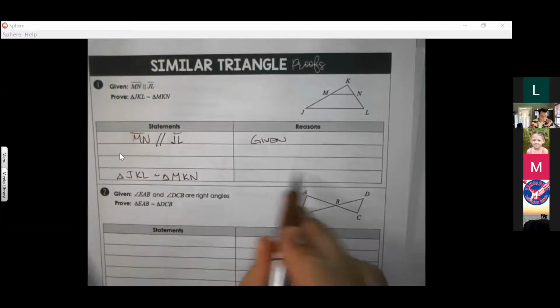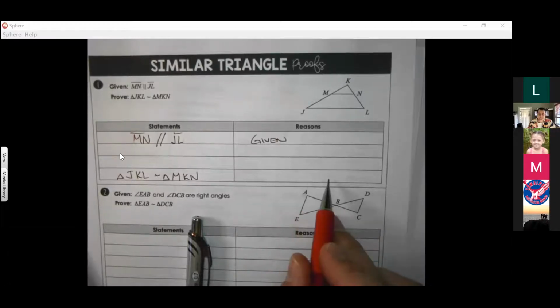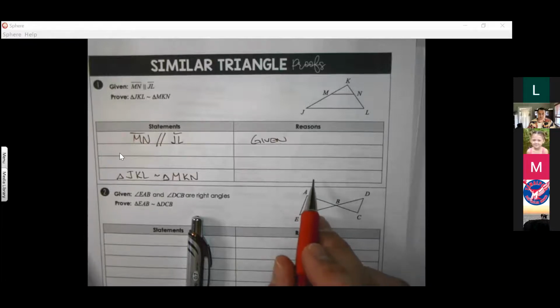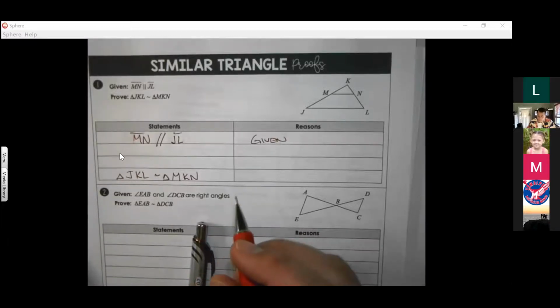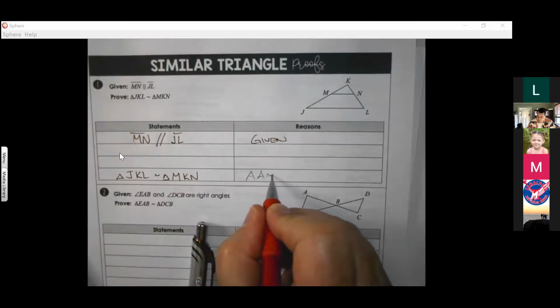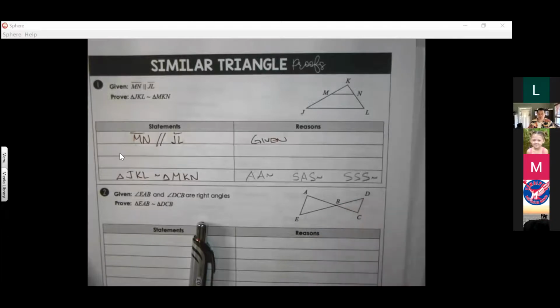Now, what about over here? Do I have any sense of what could be here for the reasons? What things would prove that 2 triangles are similar? Well, we've only got a few. It could be angle-angle similarity, it could be side-angle-side similarity, or it could be SSS similarity. I don't know which one yet, but it's going to be one of those 3 things. So, do I have any information in this picture that would let me do that? Any thoughts?